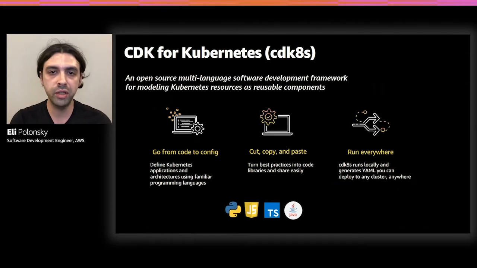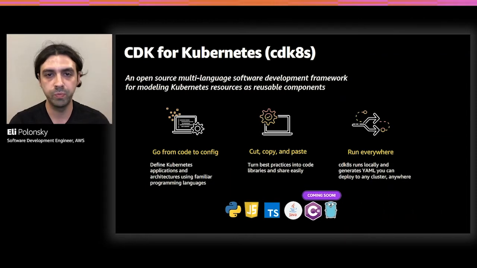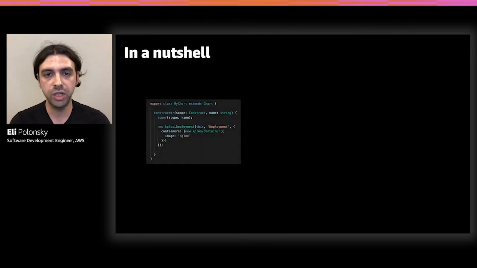Now, I want to mention that cdk8s is not in any way tied to Amazon EKS. It generates pure Kubernetes manifests that can be deployed and applied to any cluster. cdk8s currently supports Python, JavaScript, TypeScript, and Java, and C# and Golang are coming soon. In a nutshell, cdk8s lets you write code that defines your Kubernetes resources.